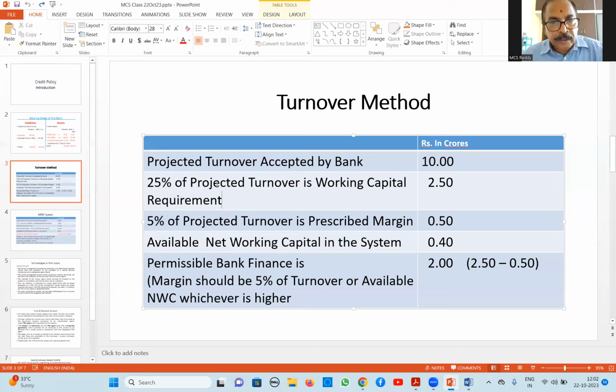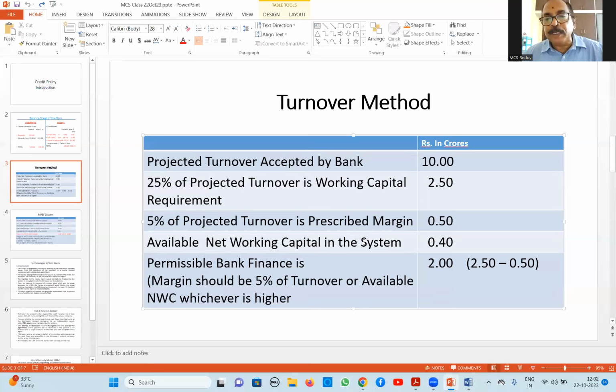So 25% of the projected turnover is the working capital requirement. Out of the working capital requirement, we finance some portion, which is called permissible bank finance, and the party will bring some portion, which is called margin. So what is the party's margin? 5% of projected turnover is the prescribed margin. Here in the example it is 0.5 crores, which is 5% of projected turnover.